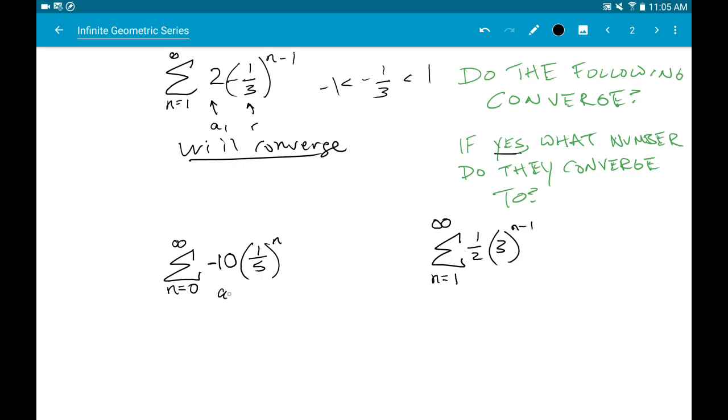Same thing here. It's geometric. This is a1. This is r. 1/5 is between 1 and -1. So, you guessed it, it will converge. This last one, again, a1. This is r. In English, this means the pattern is it's tripling. But, 3 is greater than 1. Will not converge.